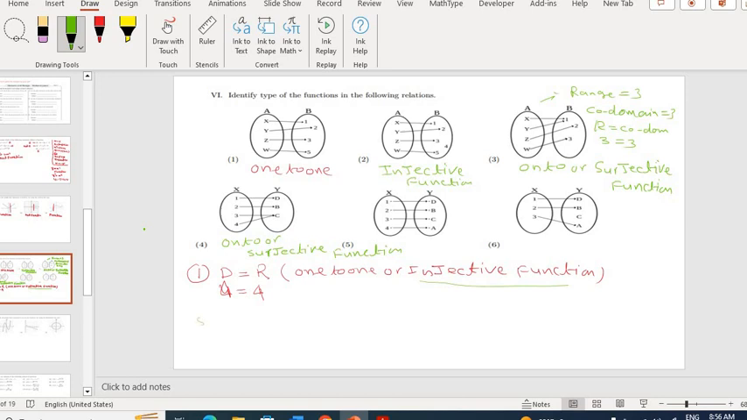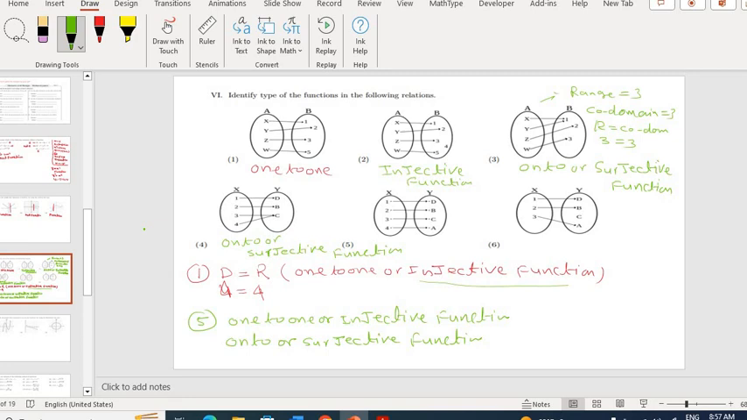What about question number 5? See that one? Domain is 4, range is also 4. So it is 1 to 1. It is 1 to 1 or injective function. Now, range is 4, codomain is also 4. So that one is onto or surjective function.